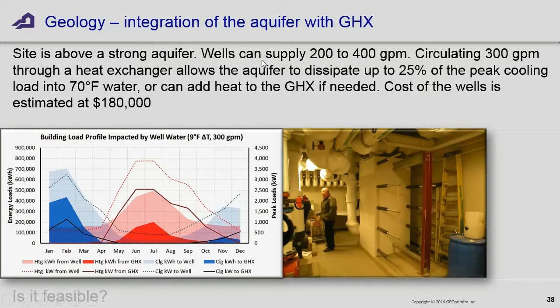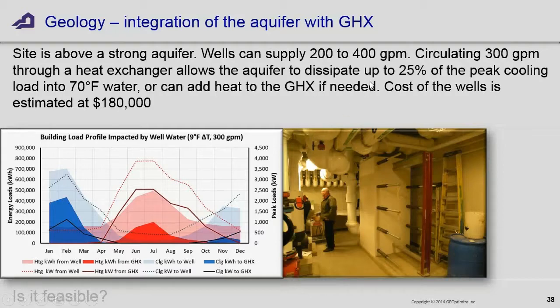And then integrating the well system, the wells here could supply, we figured, about 200 to 400 gallons per minute. This is based on 300 gallons a minute, looking at about a 9-degree temperature difference in and out of the wells. It would chop the peak cooling loads. Here's the peak after the well system was integrated. Here's what the peak would have been without that. So we chopped a lot of the peak off with only 300 gallons a minute.